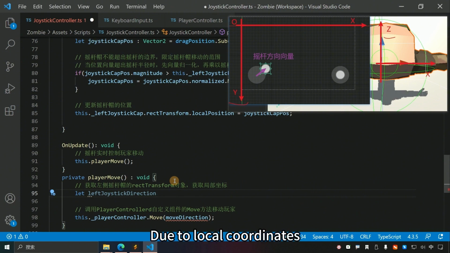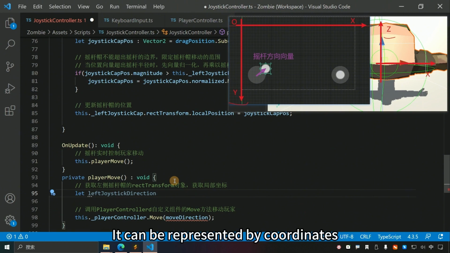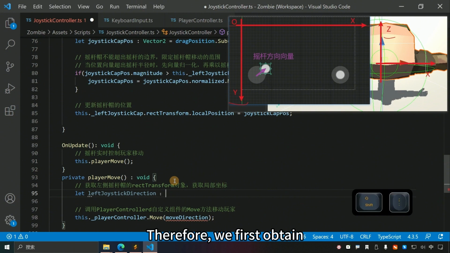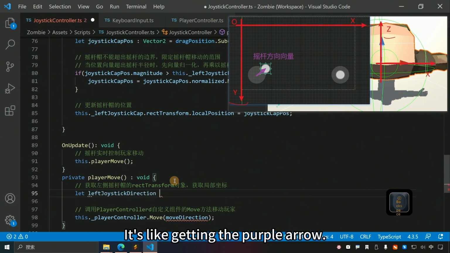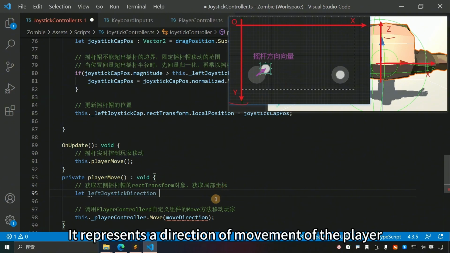Due to local coordinates, it's actually a coordinate point. When we talked about the representation of vectors earlier, it can be represented by coordinates, therefore we first obtain it. It's like getting the purple arrow. It's a vector. It represents a direction of movement of the player.